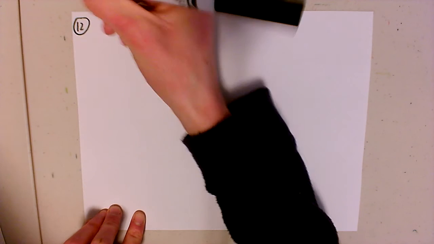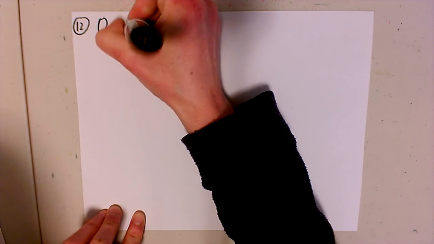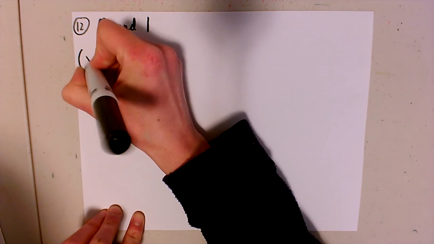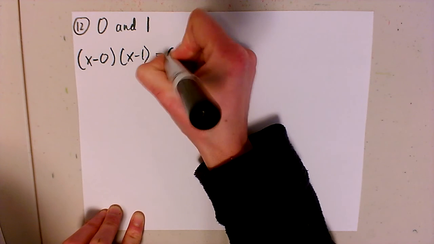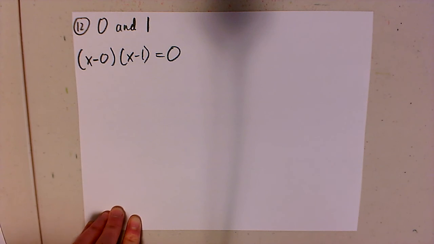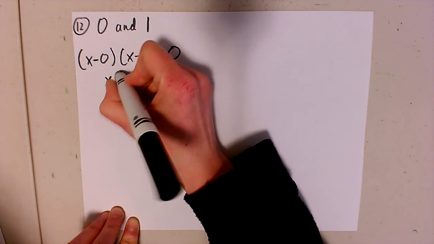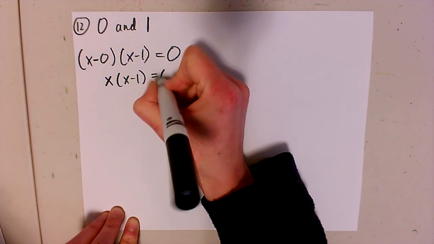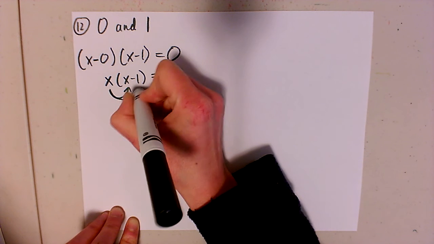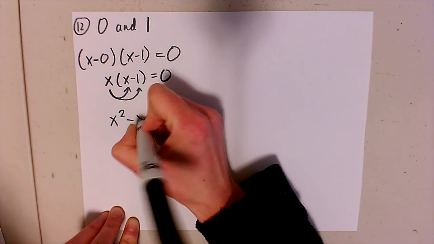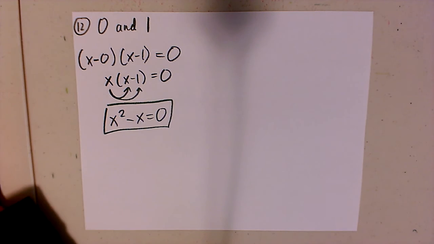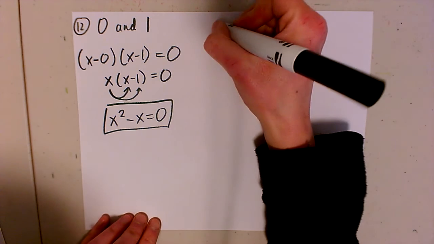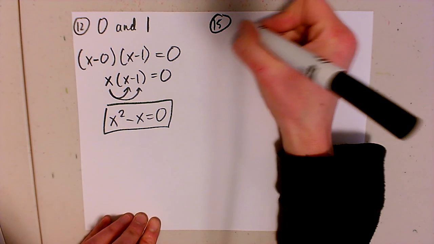So let's take a look at, so for number 12, we have 0 and 1. So we would do x minus 0 and x minus 1, and that whole thing equals 0. So that x minus 0 is just x, and then we have x minus 1. So we can take this x, distribute that across, and we get x squared minus x is 0, and we're all done. And then the last one that we have left to do is number 15.